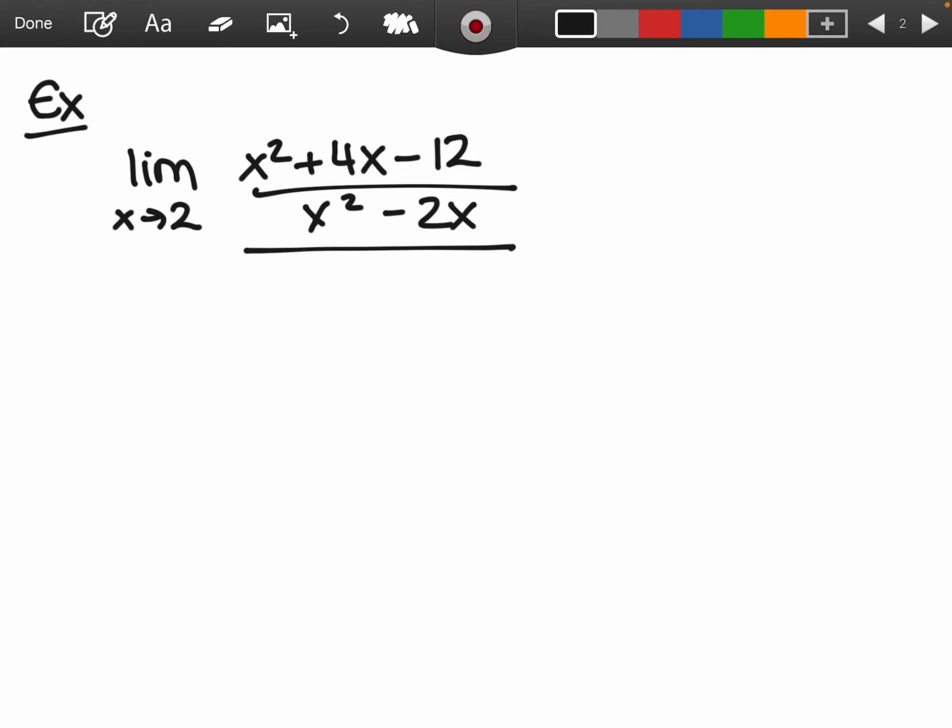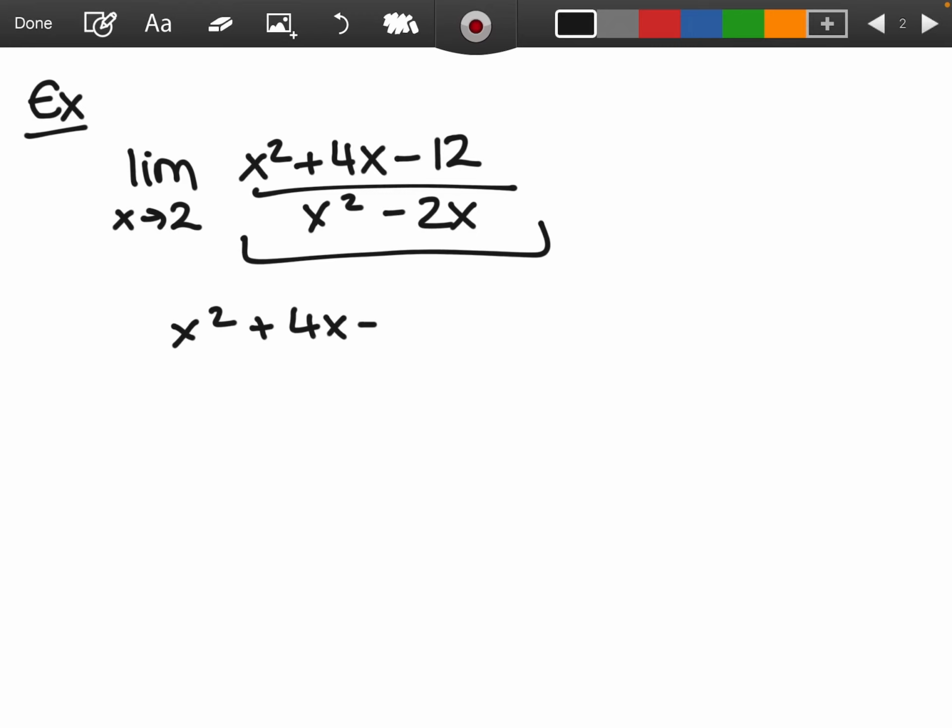If I evaluate this function at x is equal to 2, I would get 4 plus 8 minus 12, so I would get 0 on the numerator, and then I would get 4 minus 4 on the denominator, which is still 0, so I end up with 0 over 0. So I know here that I've got a discontinuity, an asymptote, something is happening here to where I can't just plug in that value into my function and expect that to be the answer as my limit. So what do you do in this case? You try to simplify.